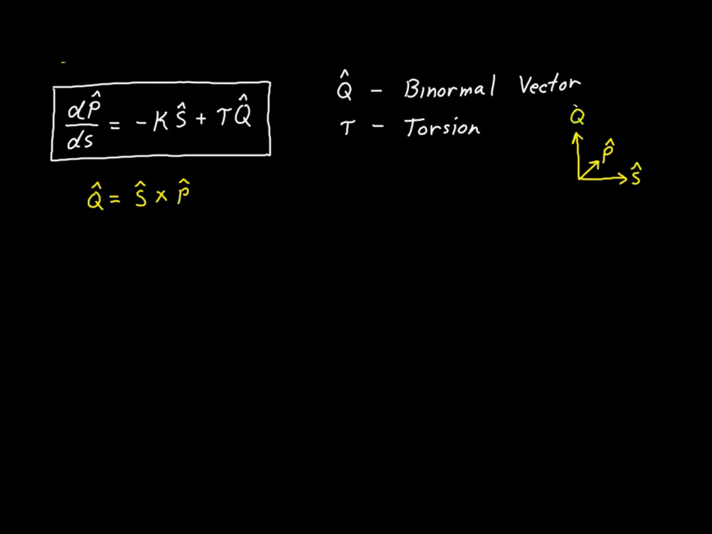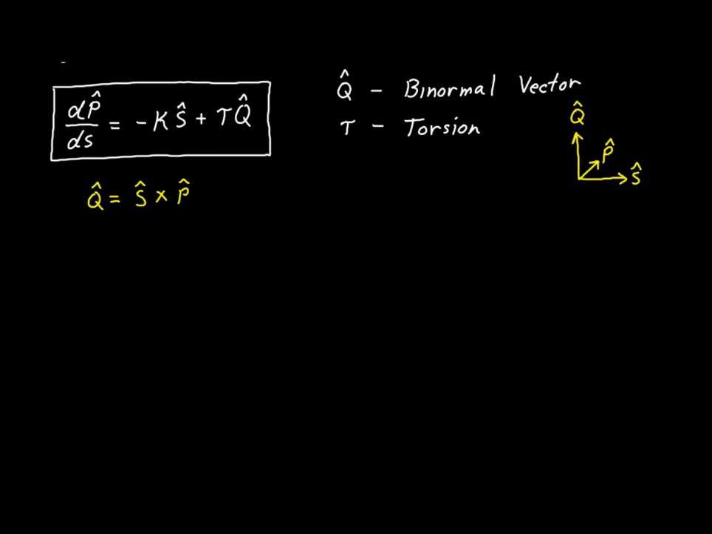Now, we could have defined it such that Q hat is equal to P hat crossed with S hat, which reverses the sign and points this unit vector in the direction going downward. Now, these are equivalent in the sense that to represent the vector in either one of these, we just reverse the sign of the torsion. So what we're saying is that part of our definition is to choose the sign of the torsion in such a way that this condition is met.